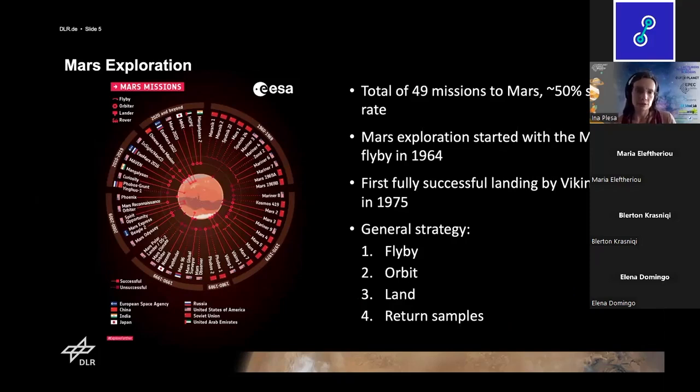And the first successful landing that we had on Mars was in 1975, where the two Viking probes landed on the surface of Mars. And when you talk about exploration, the general strategy was doing the flyby, then going into orbit around the planet, landing on the surface, and eventually returning samples back to Earth that can be analyzed in laboratories on Earth.